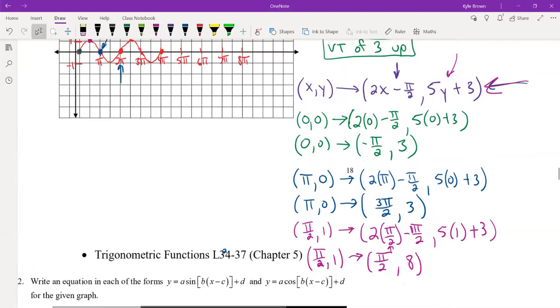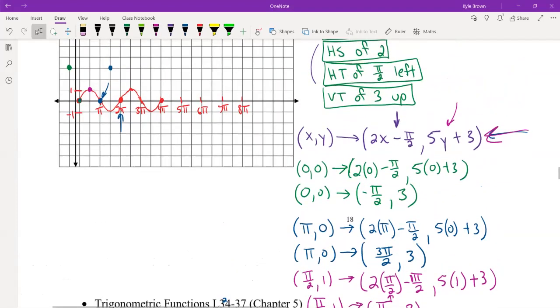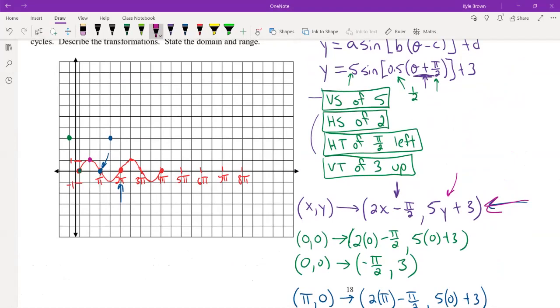So the next point here should be at pi over 2. See if that makes sense. And yes, it does. Pi over 2 would be right in between 0 and pi. So my x value makes sense there. And then it's going to be at 8. So 1, 2, 3, 4, 5, 6, 7. So it's all the way up there.